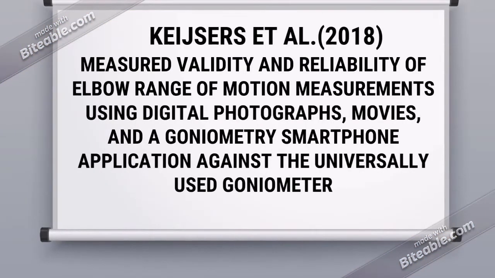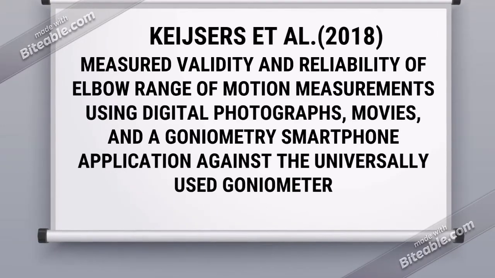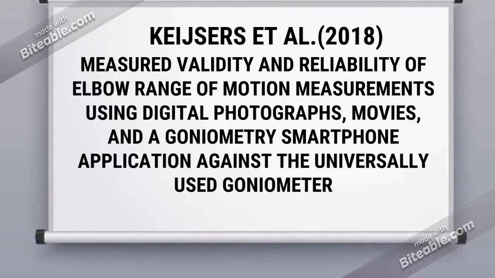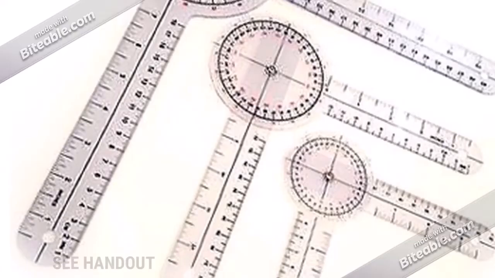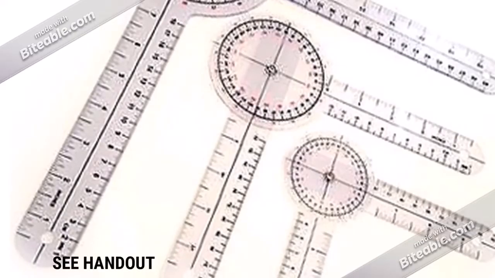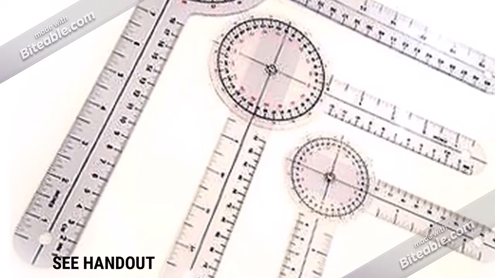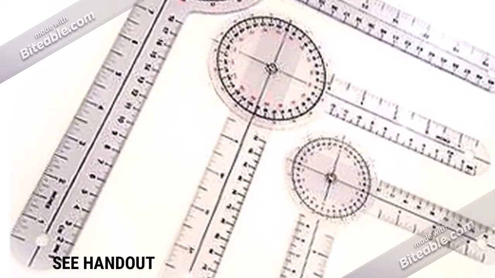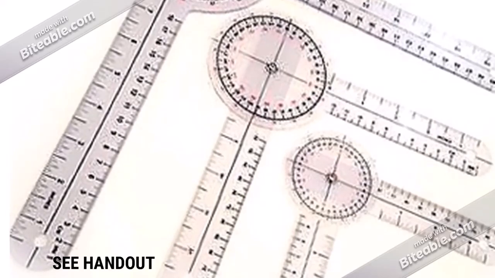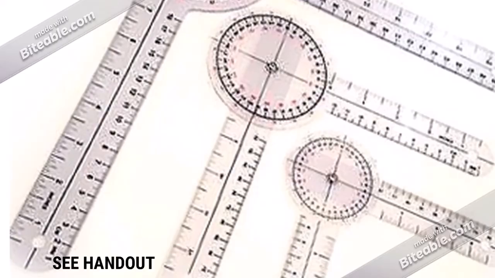An interesting study that I found to demonstrate different measurements for the elbow was by Cages et al. 2018, where they measured validity and reliability of elbow range of motion measurements, such as photographs, movies, and a goniometer smartphone application, against the universally used goniometers. So the handout that we've provided has a reference to how to measure the elbow range of motion and the wrist range of motion with the goniometer, so that'll be a good reference point for you guys.